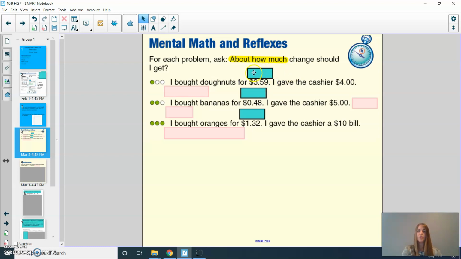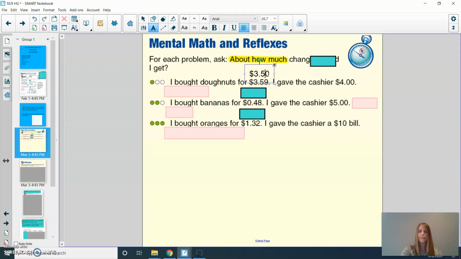If you would say that you would round $3.59 to $3.60, that would be correct. So then, how much more would I need if I'm at $3.60 and I want to get up to $4? And if you said 40 cents, you are correct. $3.60 plus 40 cents would get us to $4. Let's try this next one.